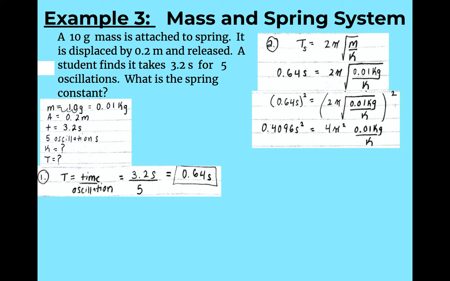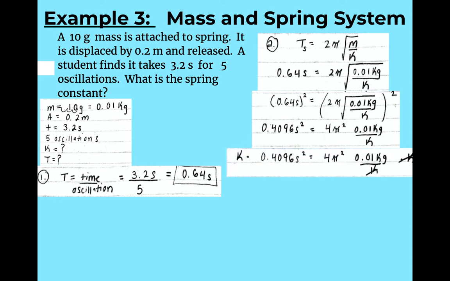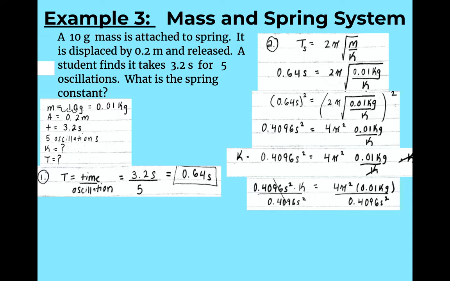Again, the biggest mistake students make in this unit is the algebra. So I suggest that you follow this procedure for solving. If you use this procedure, you will get the correct answer every time. To get K out of the denominator, we multiply both sides of the equation by K. It simplifies to 0.4096 seconds squared times K equals 4 pi squared times 0.01 kilograms. To get K by itself, we divide both sides by that period squared.